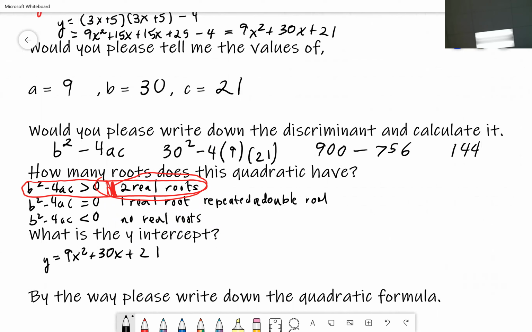Right? And you put x equals to zero here, you get y equals 0 plus 0 plus 21. So y equals 21. I should see you write (0, 21). You didn't even have to show any work, but if you wanted to show work... your y-intercept is (0, 21), not 21. (0, 21). It's a coordinate.